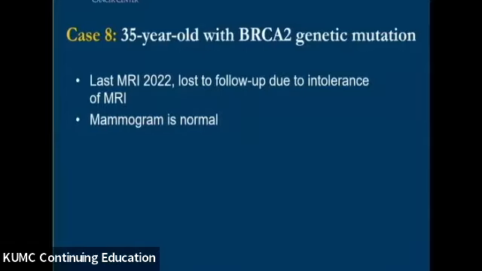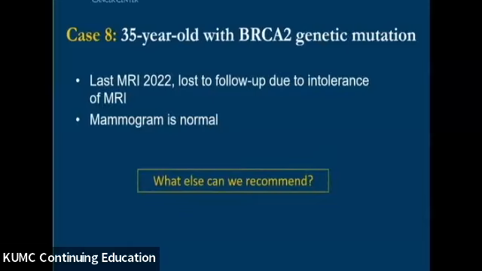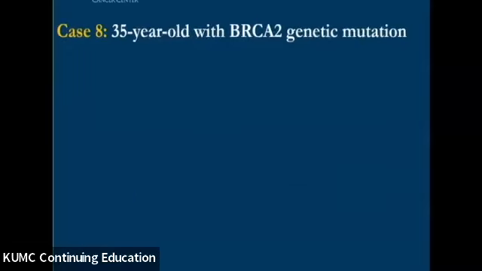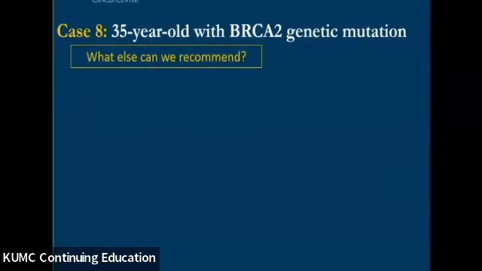Next case is a 35-year-old with a BRCA2 genetic mutation. She had an MRI in 2022, but then was lost to follow-up because of intolerance of MRI. She did, however, continue her mammographic screening, and that was normal. So what can we do for this patient? Typically with a BRCA patient, we're going to recommend MRI, but she's not doing it because she doesn't like it. So CEM is a great option for her.